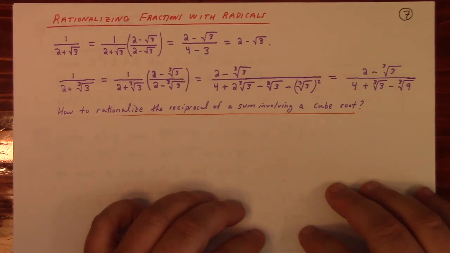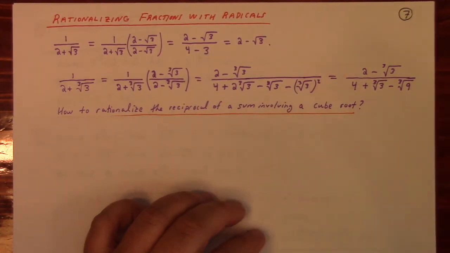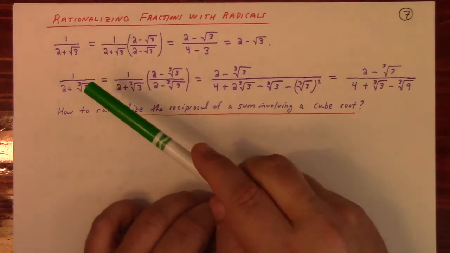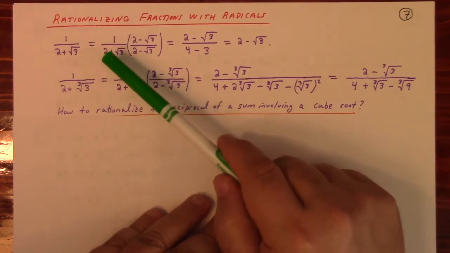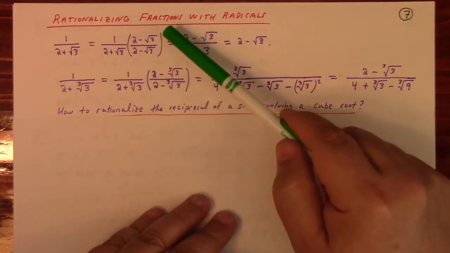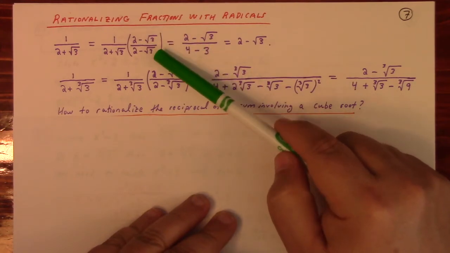You get 1 over 2 plus square root of 3. How do you get that square root out of the denominator? How do you do that? Well, we all know the trick. You just change the root to minus the root, keep the other number the same, and multiply by what you might call the conjugate over the conjugate, right?